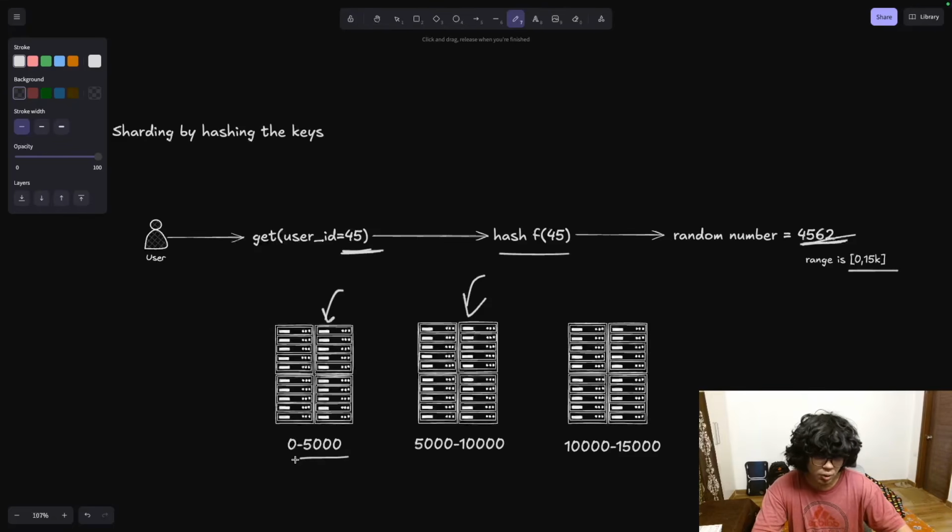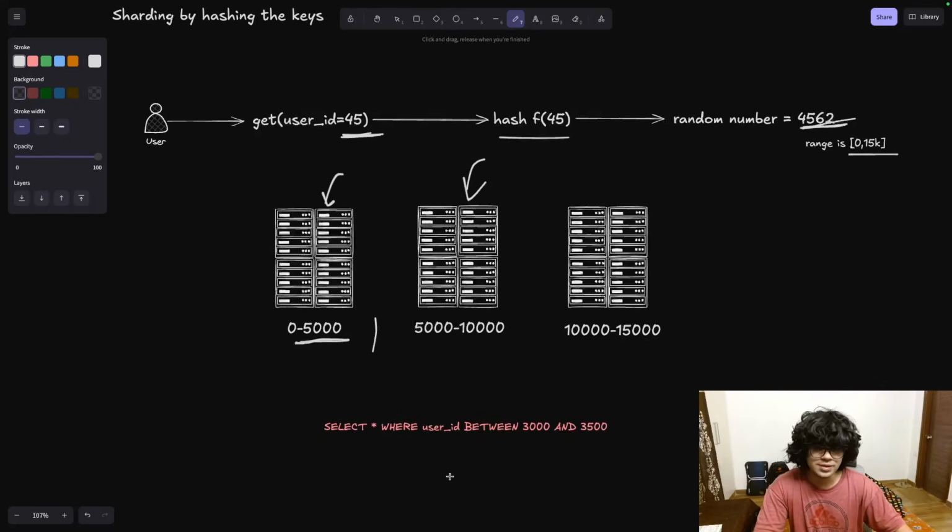The second thing is, how do you really decide this? So are you going to shard from 0 to 5k, 5k to 10k? Like, who is deciding this number? Why is it 5k only? Why is it not 0 to 3k, and so on and so forth, right? That is also an issue that you can think about in this case.